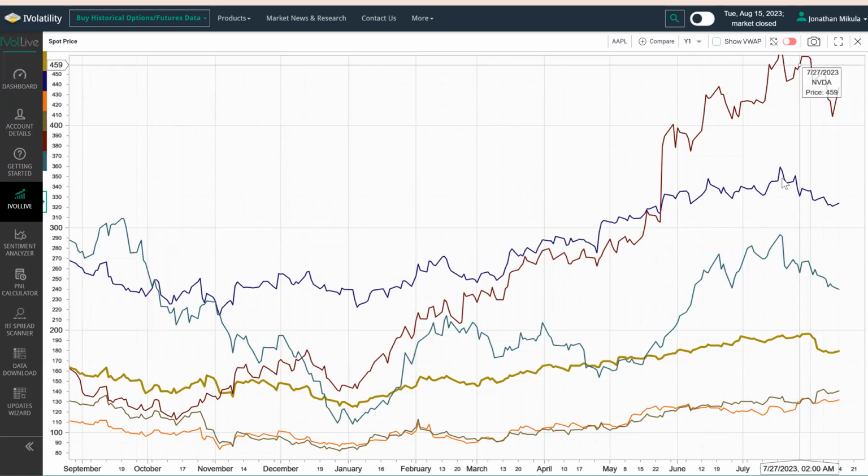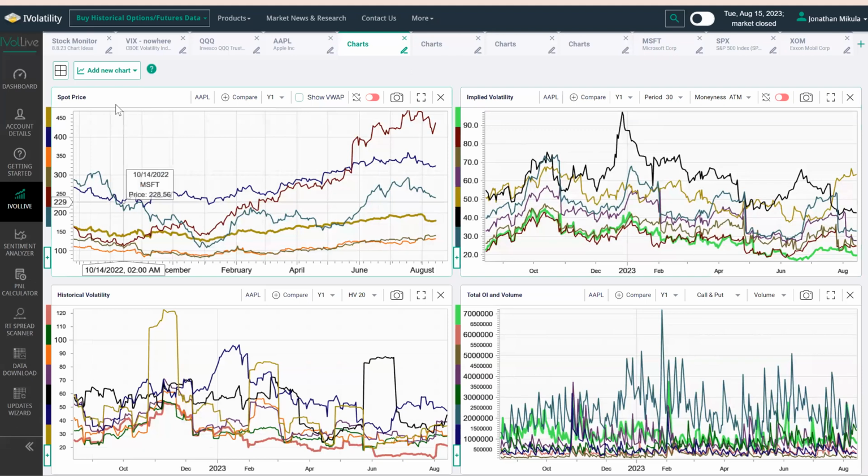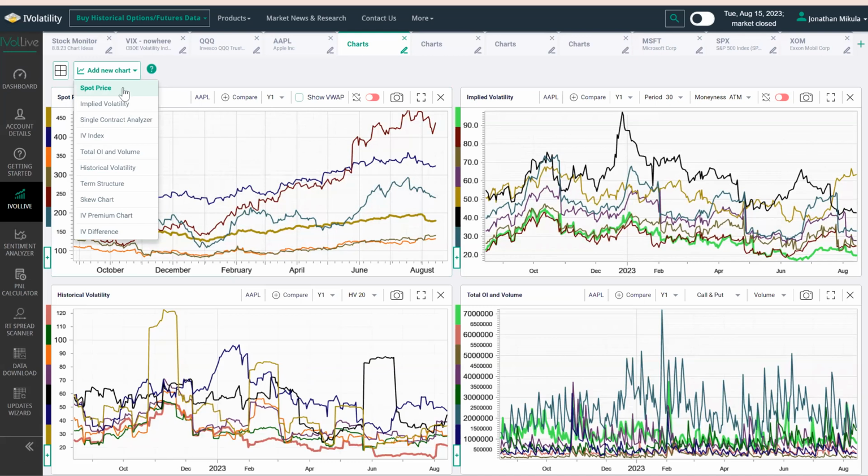It's taken off on the heels of that AI trend. Microsoft has done well. Then down here we have Tesla. We have Apple, which has not risen as high or as fast. And then we have Amazon and Google. So that's a very simple chart if you want to look at an underlying spot price. Your default when you register for IVolLive will be the spot price for the S&P 500. This is the most widely followed index for our users. But again, if you wanted to add a spot price chart, this is what you would do.